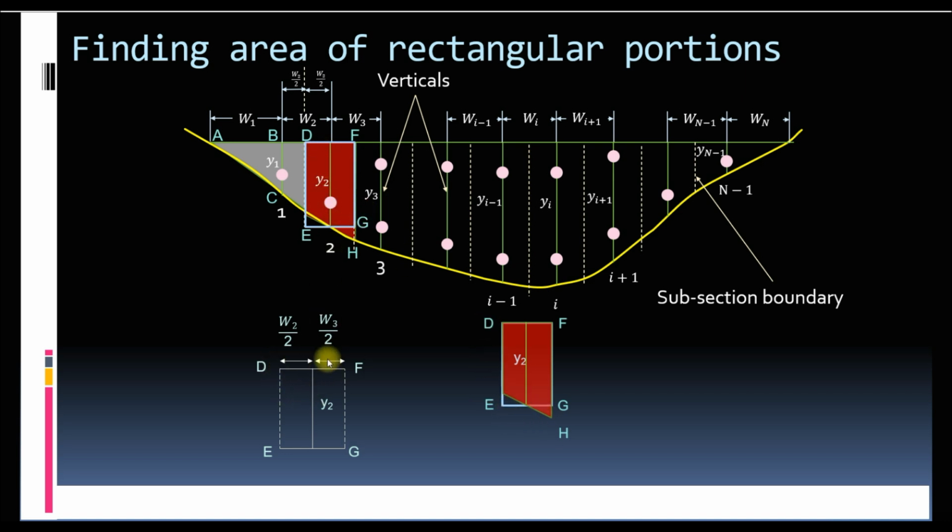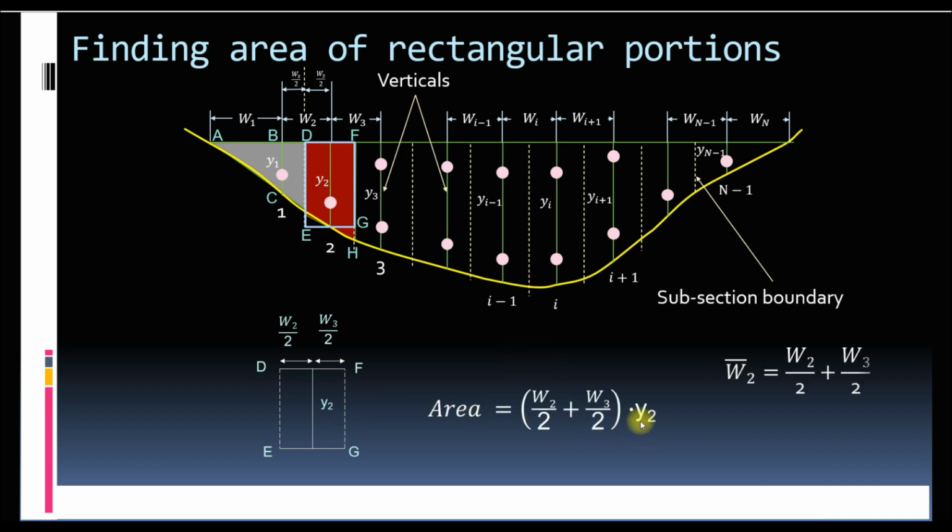Area DEFG will be (W2 by 2 plus W3 by 2) into Y2. We can write W2 by 2 plus W3 by 2 as W2 bar for simplification, and thus the area is W2 bar into Y2.